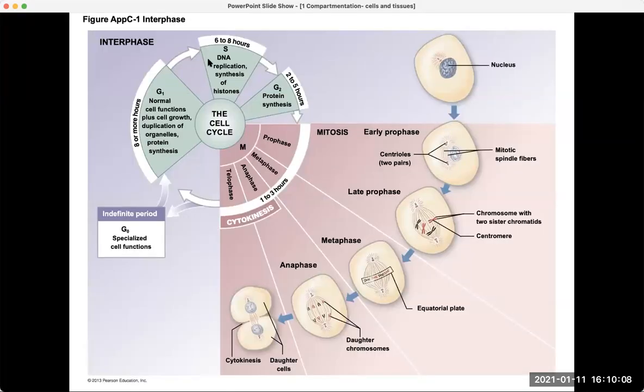How they divide is through the cell cycle. If you remember the cell cycle, you've got interphase, with G1, S, and G2, then you've got mitosis, and at the end you've got cytokinesis. Interphase is basically growth, DNA replication, and more growth. And then you've got mitosis.